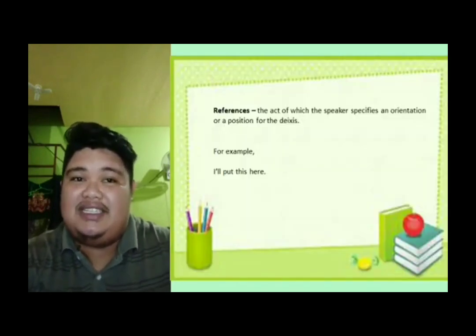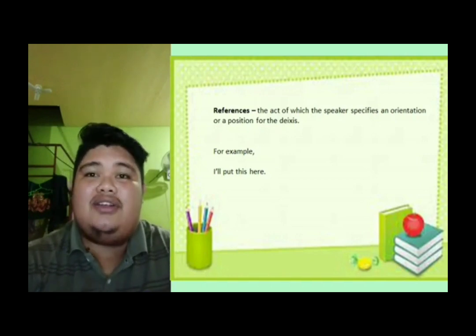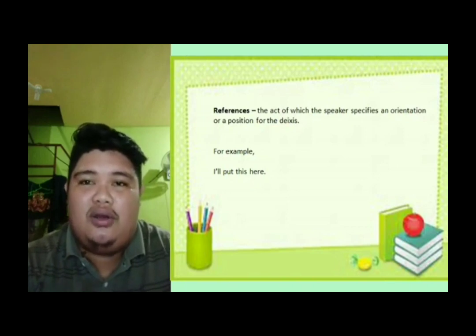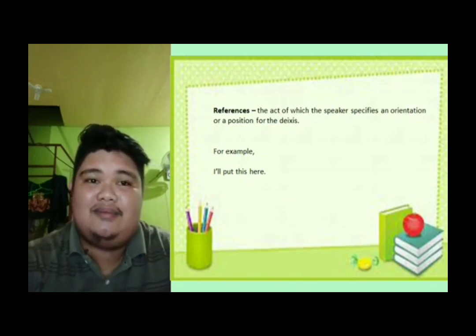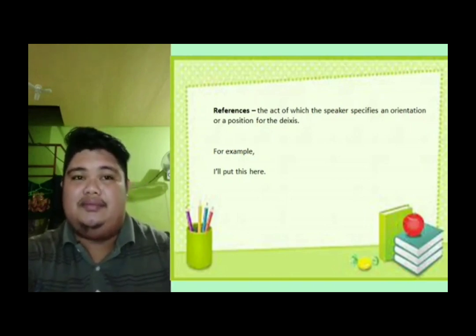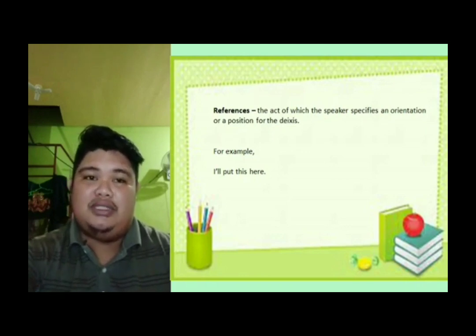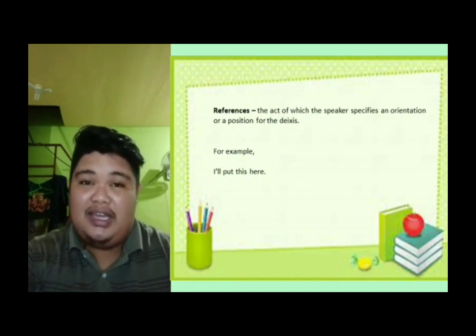So, now we are going to tackle references. References are the act by which the speaker specifies an orientation or a position for the deixis. So, here the deixis will occur, just like what I exemplified earlier, I'll put this here. So, in references, it specifies where the object is.